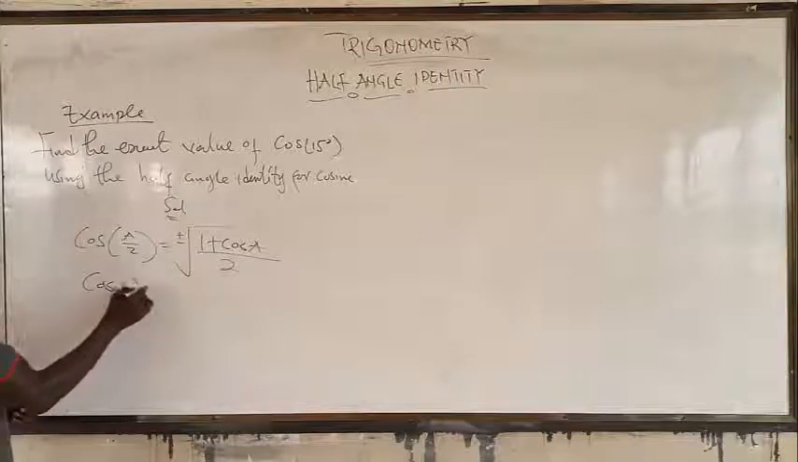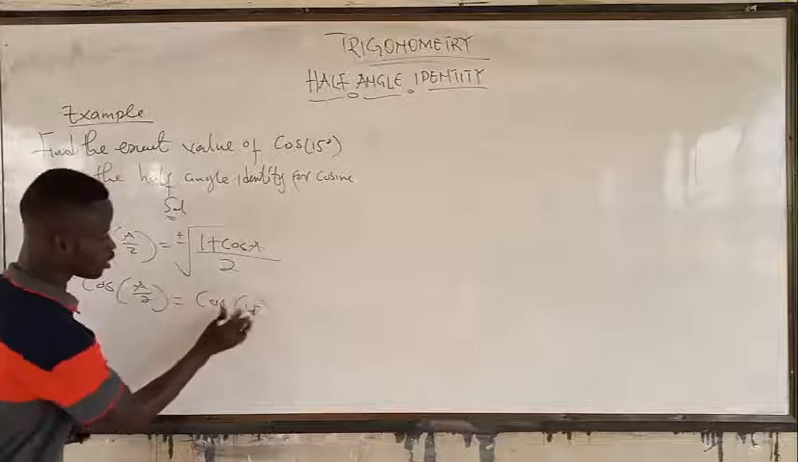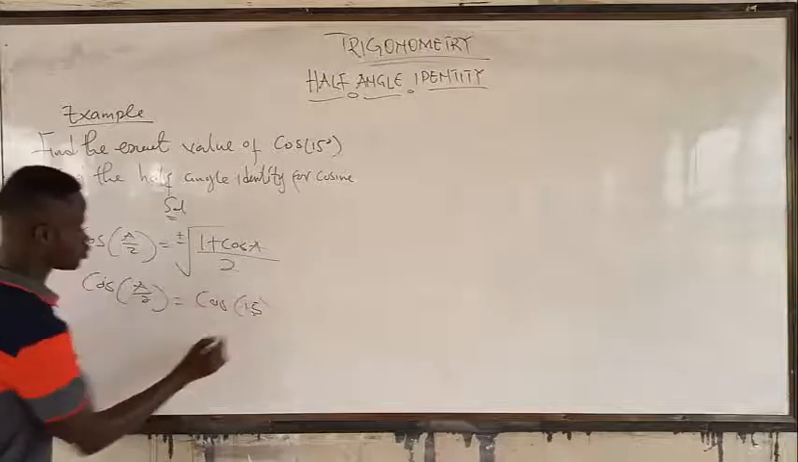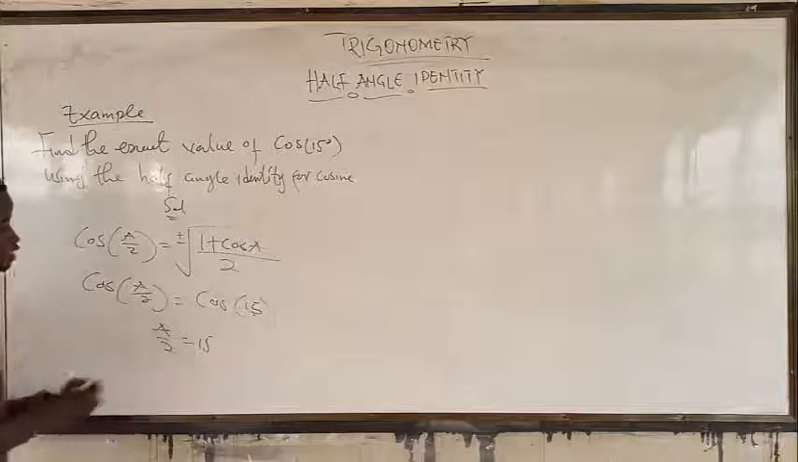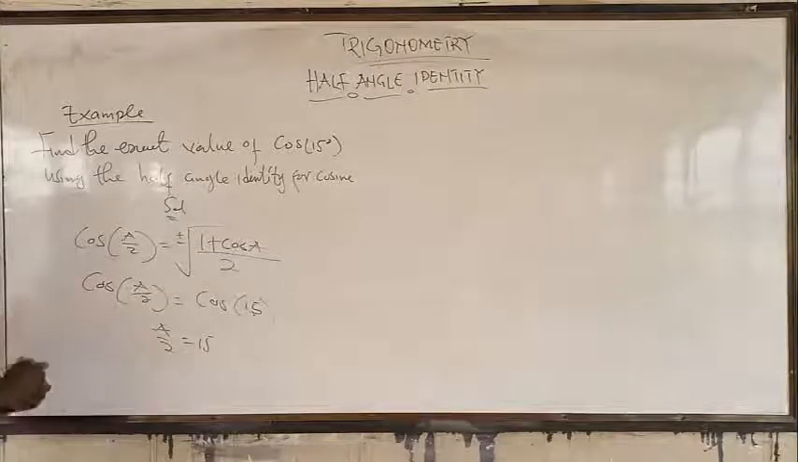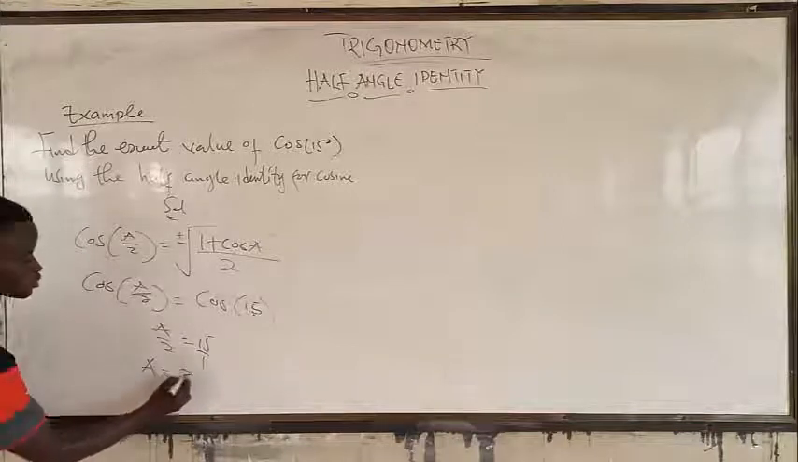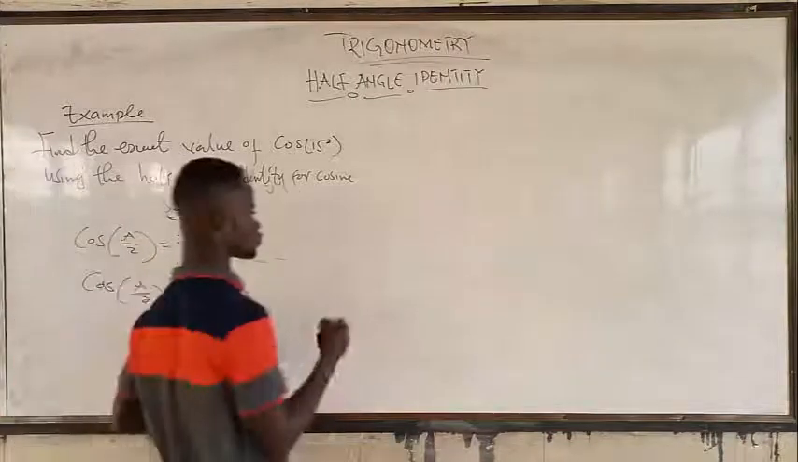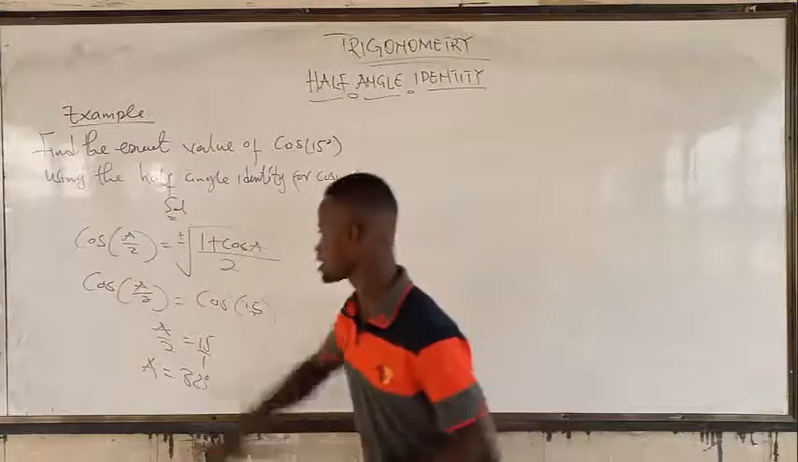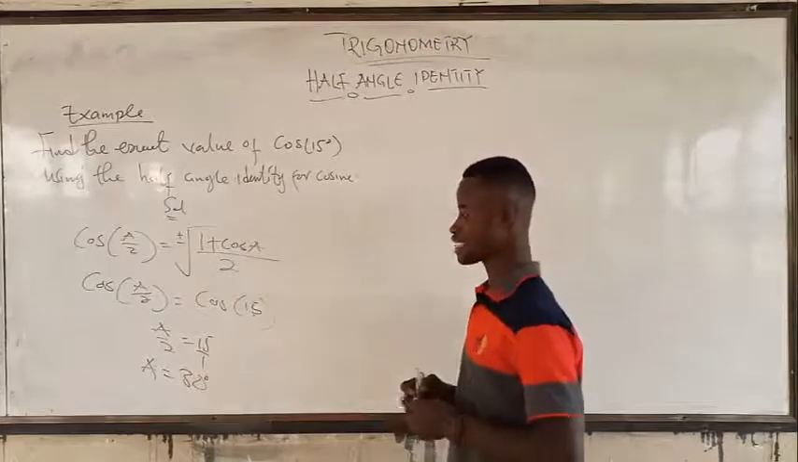So look at this argument and this argument. This is cos A over 2. This is cos 15. So we equate A over 2 to be equal to 15. Then we find for A. By cross multiplication, we get A to be equal to 30 degrees. Therefore, we go and do the substitution back. Just equate the two arguments and find for A. So we're going to get A to be 30 degrees.